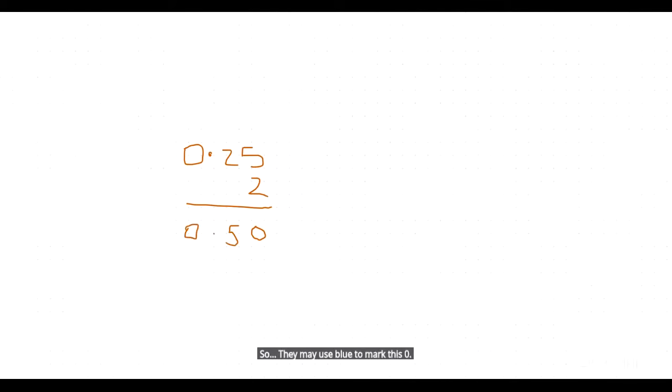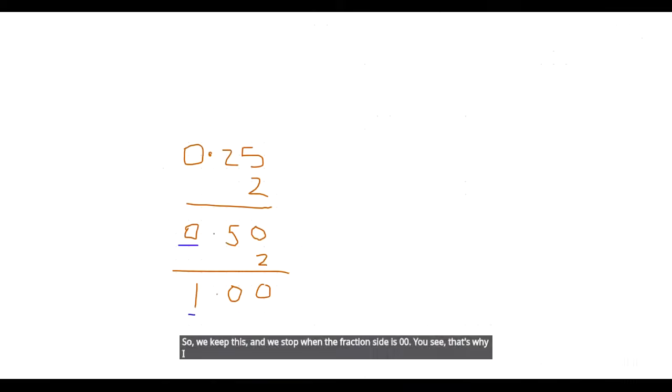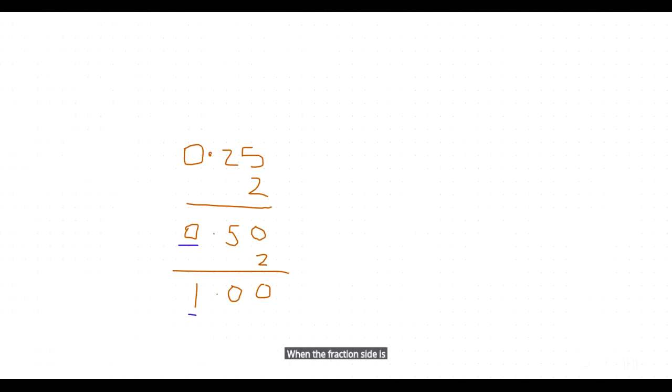So let me use blue to mark this 0. Keep this 0 that I underlined, and you continue with your multiplication again. 2 times 0, 0. 2 times 5, 10. Carry 1. 2 times 0, 0. Then 1 comes here. So we keep this and we stop when the fraction side is 0. That's why I chose a number that will end quickly. When the fraction side is 0, you stop.